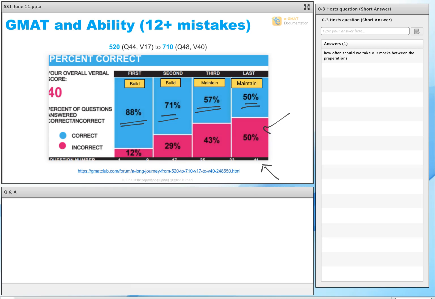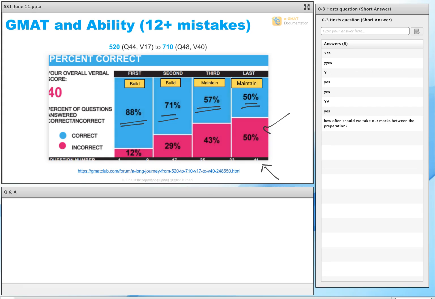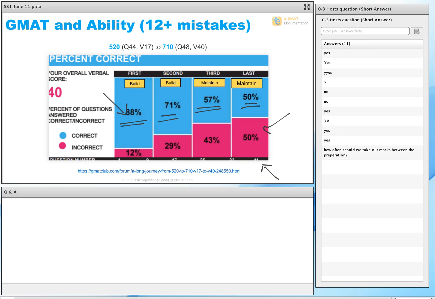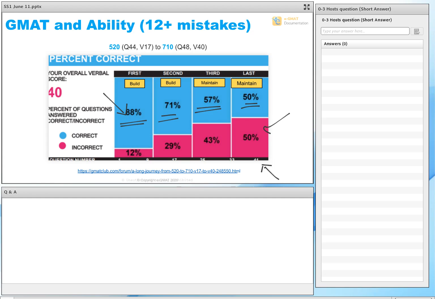So for those of you who are asking about the first 10 questions, can you make mistakes on the first 10 questions? Absolutely, as long as you don't make mistakes on medium questions or easy questions. And by the way, if you make mistakes on a medium and easy question anywhere on the test, you're going to be penalized the same. These are official mocks, not eGMAT mocks, but eGMAT mocks are way more accurate than official mocks. I didn't want to put data from eGMAT mocks in this case.